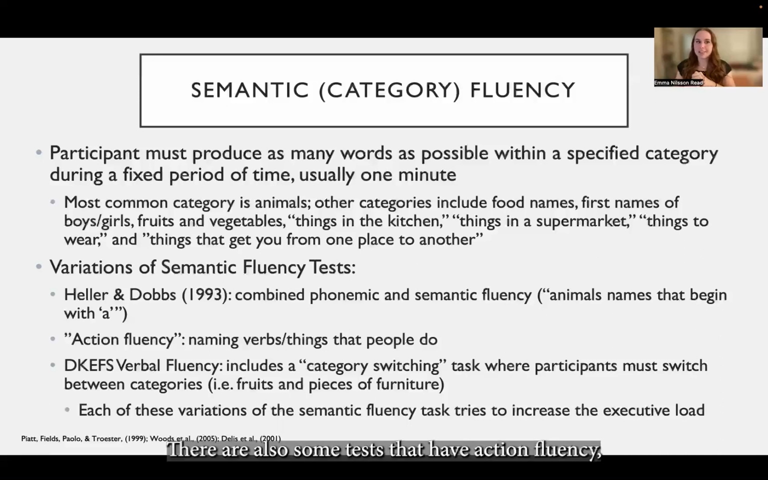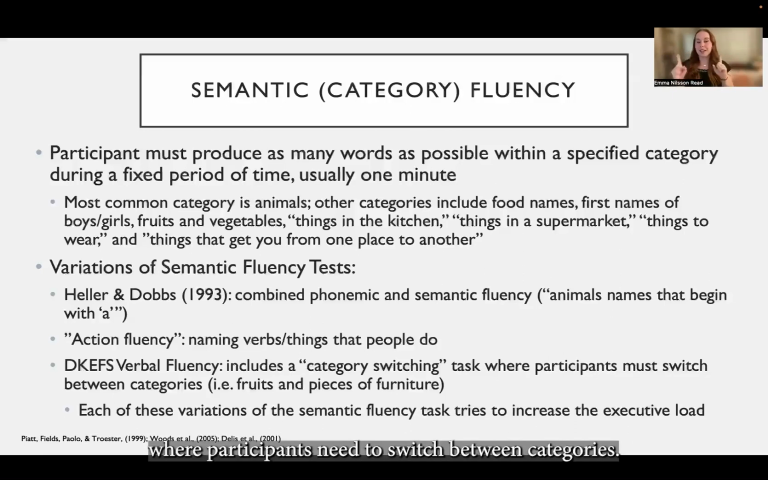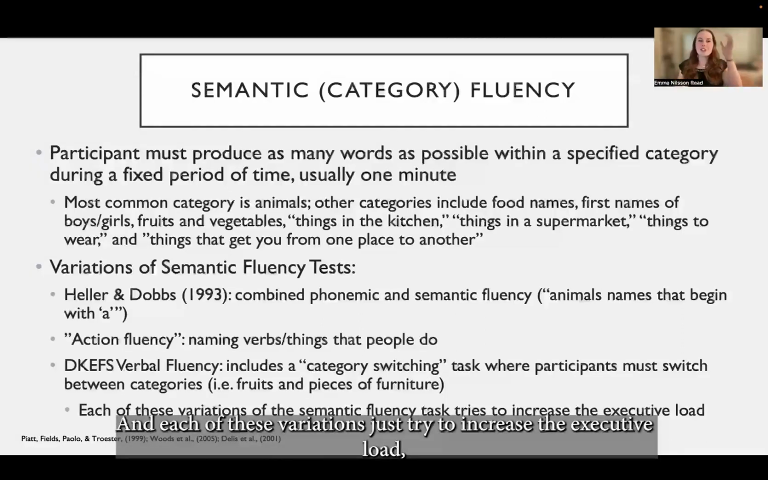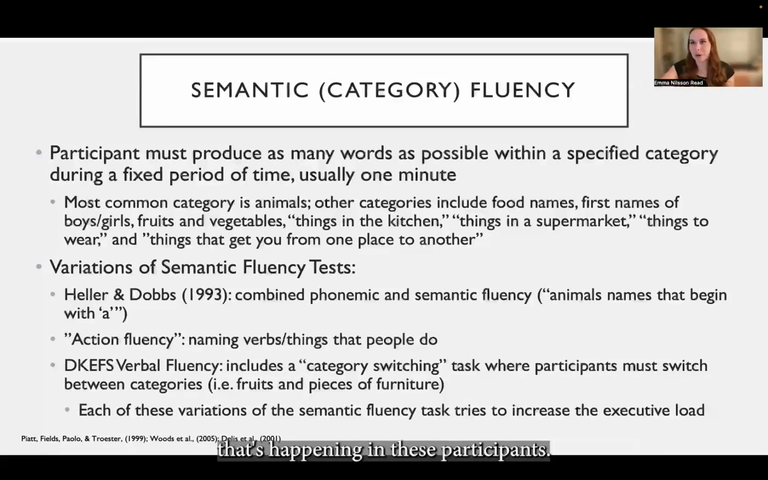There are also some tests that have action fluency, so they'll ask participants to name verbs or things that people do. The D-KEFS verbal fluency tests also include a category switching task where participants need to switch between categories. So I'll say, tell me as many fruits and then as many pieces of furniture as you can think of, and go back and forth. So give me a fruit, then a piece of furniture, then a fruit, then a piece of furniture. And each of these variations just tries to increase the executive load, because that tells you something else about the cognition that's happening in these participants.